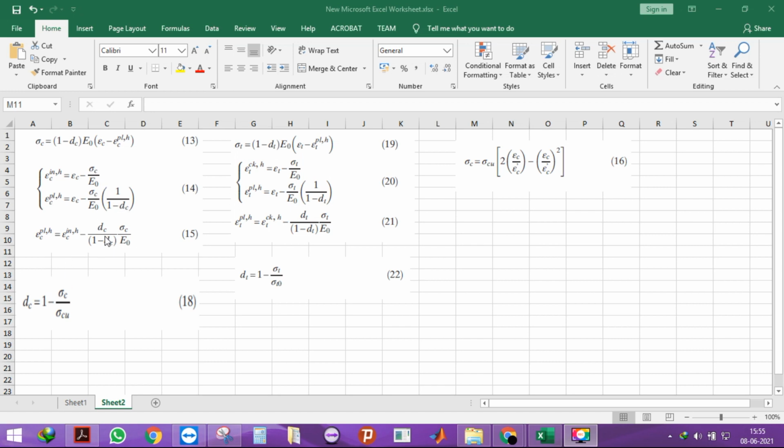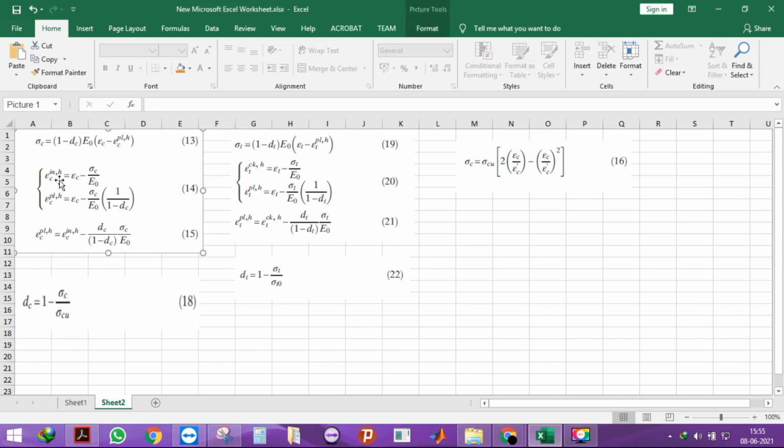So today I'll show you how to calculate the CDP properties, concrete damage plasticity properties required to enter in ABAQUS. First we need to calculate the strain, that is epsilon c in h equal to epsilon c minus sigma c upon e naught. This is equation number 14. Once we get the strain, these strains are called the inelastic strain that you found in concrete compressive behavior.